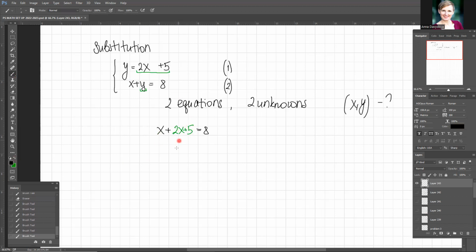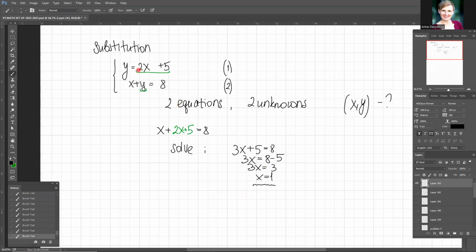And now I can solve it because it is now one equation and one unknown. x plus 2x is 3x plus 5 equals 8. From here, I discover that x equals 1. That is not the end because I need to find two unknowns, x and y.